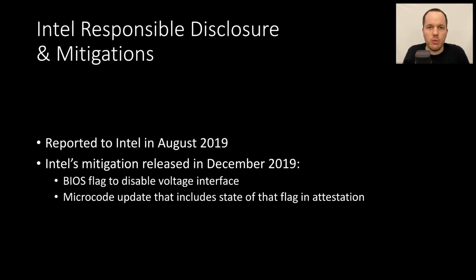We responsibly disclosed our findings to Intel in August of 2019, and they subsequently confirmed the validity of our findings. They also released in December of the same year a mitigation that includes 2 components: a BIOS patch that allows the user to disable access to the OC mailbox that we abused in order to undervolt the processor, and a microcode update that includes the state of that flag in the SGX attestation report. That way, a remote third party can refuse to communicate with an SGX enclave running in an insecure configuration.